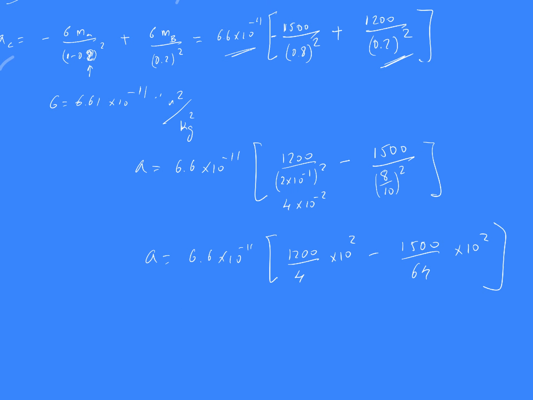Now we see which is bigger, this one or this one? I don't know, you calculate. If this one is bigger than this one, the acceleration is positive and is going to the right. If not, it's going to the left. Okay, you finalize the problem. Good luck.